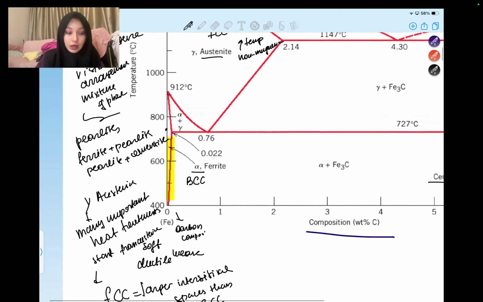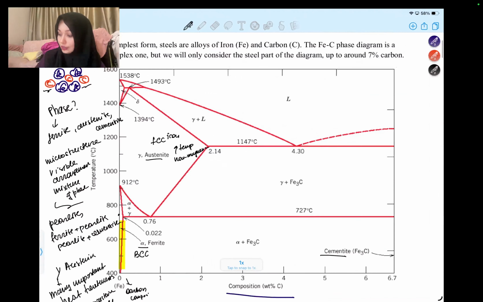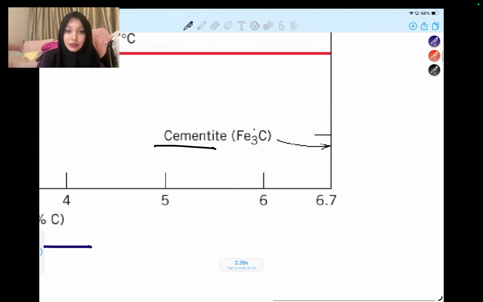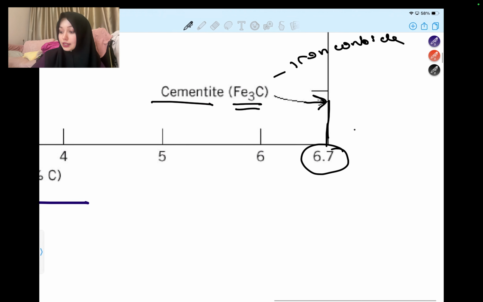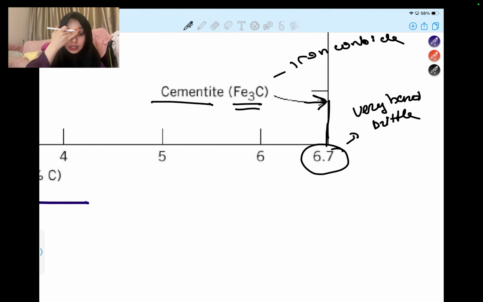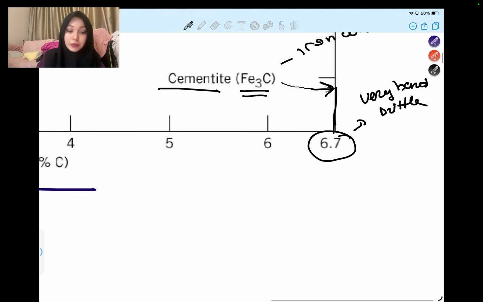And lastly, our phase, we have cementite. We have cementite here. Cementite is basically an iron carbide, Fe3C, and this is the formula. Its carbon content, as you see the arrow here, is 6.7. The properties are that it's very hard, very brittle, and strengthens steel but reduces ductility. It's hard because carbon strongly distorts the structure and blocks dislocation movement.